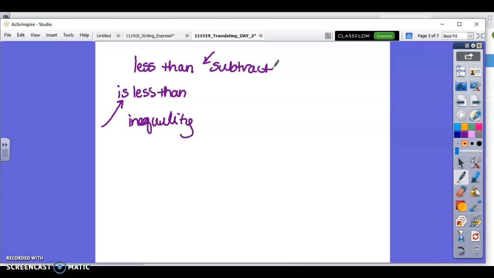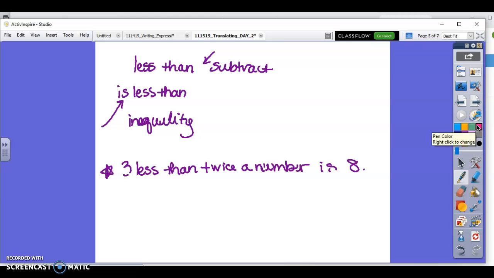So here's an example. If I say 3 less than twice a number is 8. So if I'm going to translate this problem right here, it says 3 less than twice the number is 8. So I know it equals 8. 3 less than something, twice the number. So twice the number is 2x or 2n or whatever you want. And we want 3 less than that.